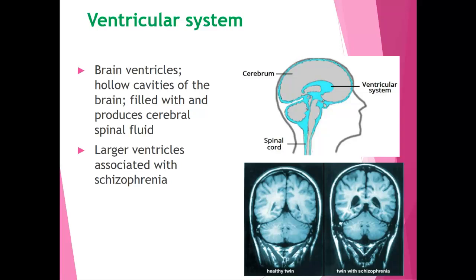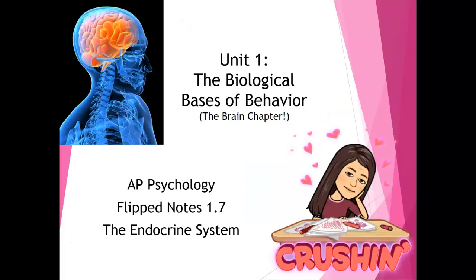Ventricles are not really a structure, but they are the hollow areas in the brain that are filled with fluid. The ventricles are larger in people with schizophrenia. The endocrine system. Oh my gosh, this section is so long, y'all.